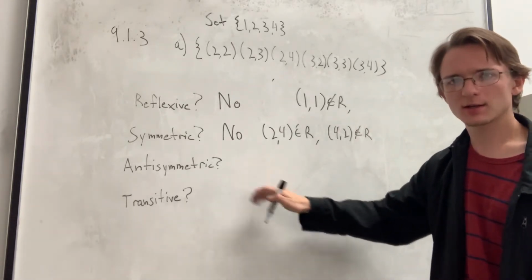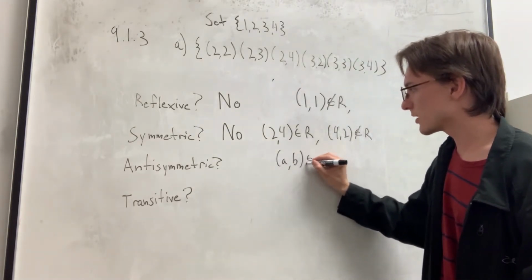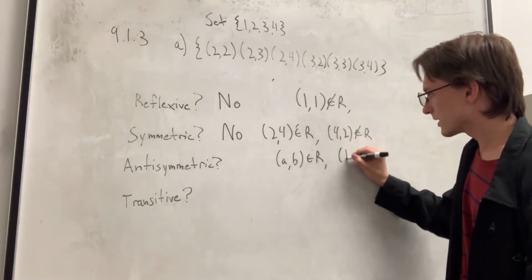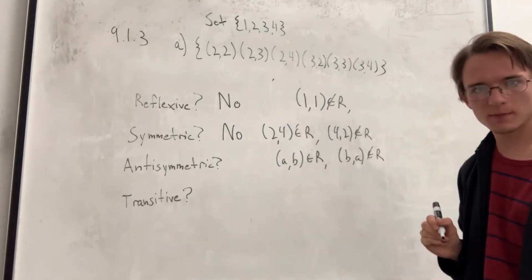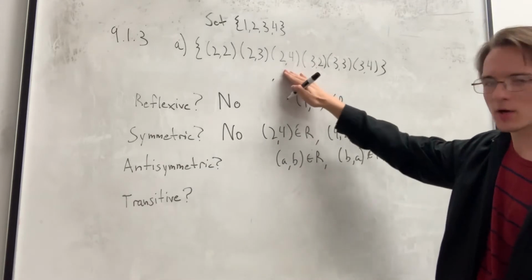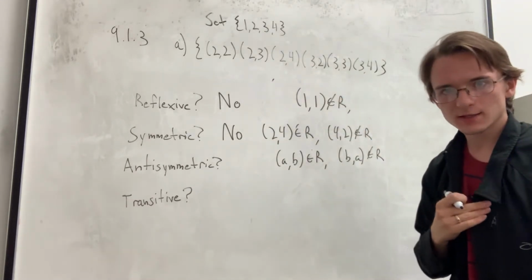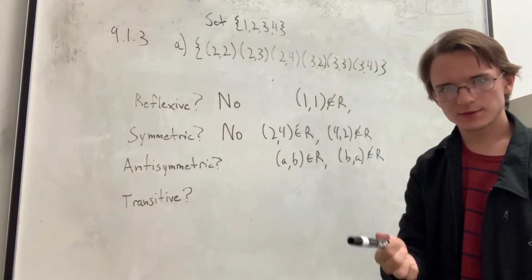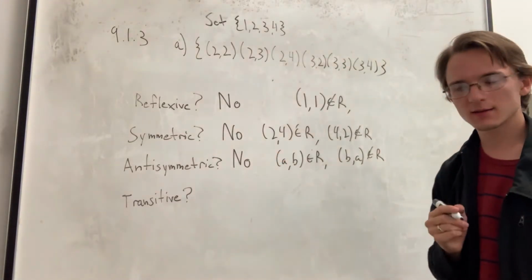Is it antisymmetric? It's antisymmetric if for (a,b), which exists in our relationship, the opposing pair, (b,a), must not exist in our relationship. It has a hint of antisymmetry. For example, we have (2,4) and we don't have (4,2), but because we have at least one case, we have (2,3) and (3,2), we have a case of symmetry. So it's not antisymmetric in all cases and therefore not antisymmetric.